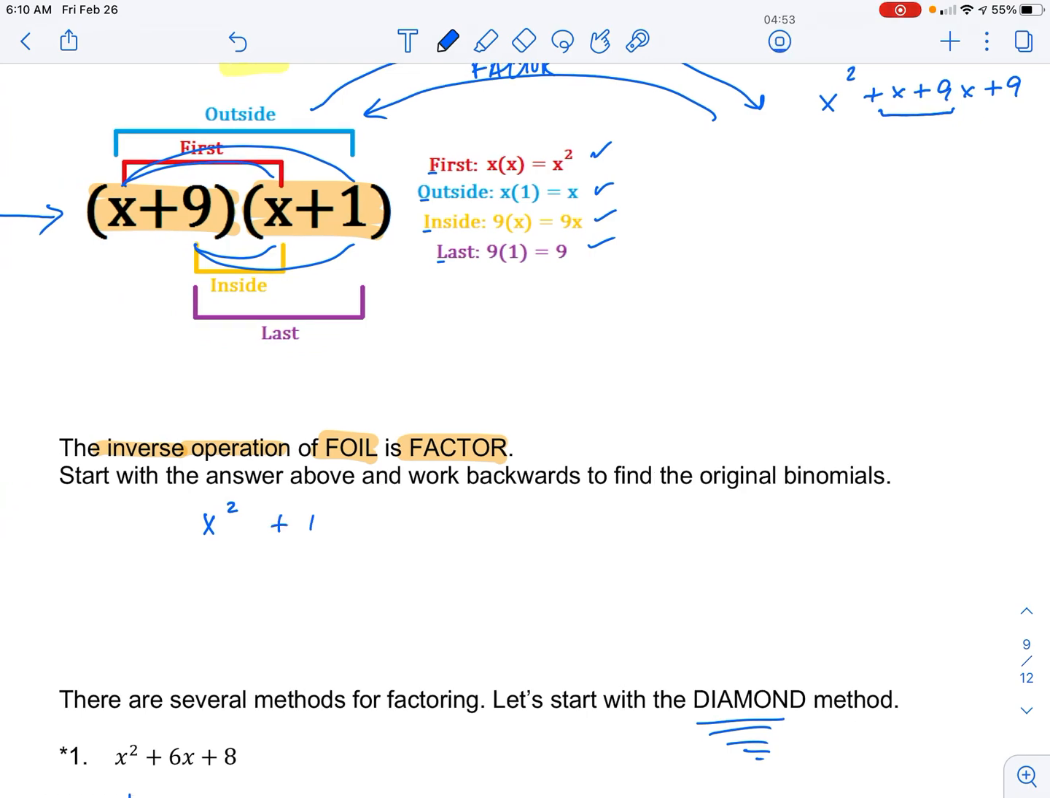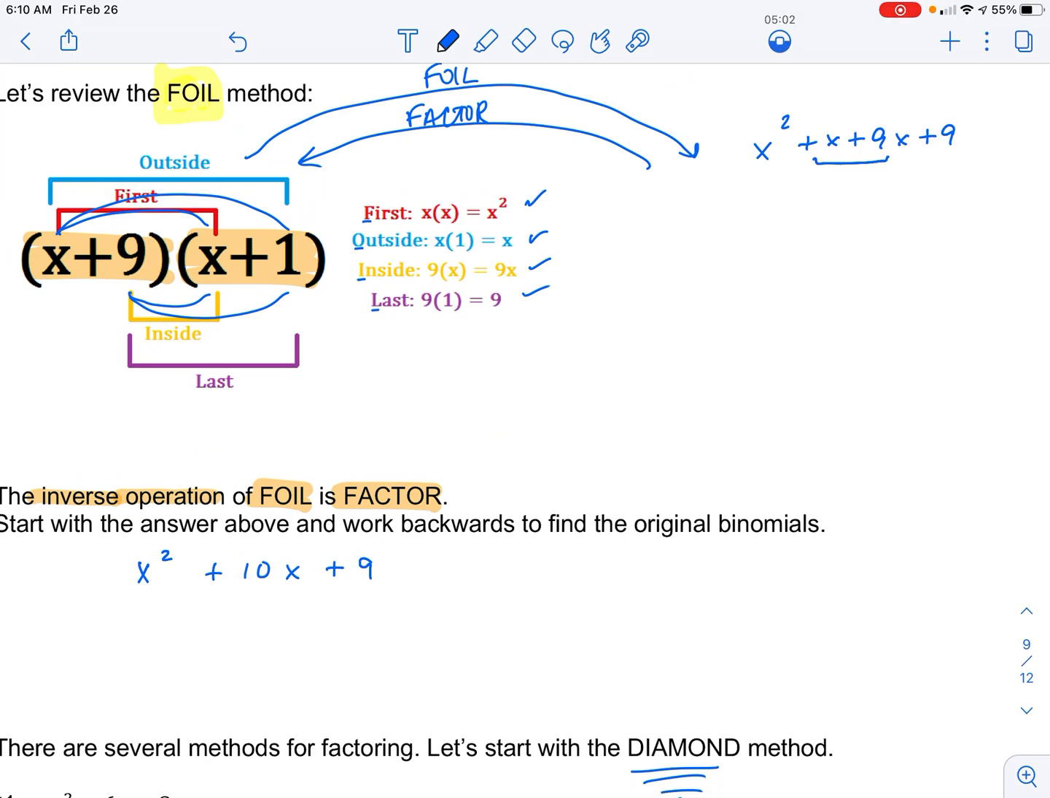So x squared plus 10x plus 9. We're going to write that down here. Okay, now I'm going to go back up here for just a moment as I want you to think about something. When we put this together, think about how we got these numbers.